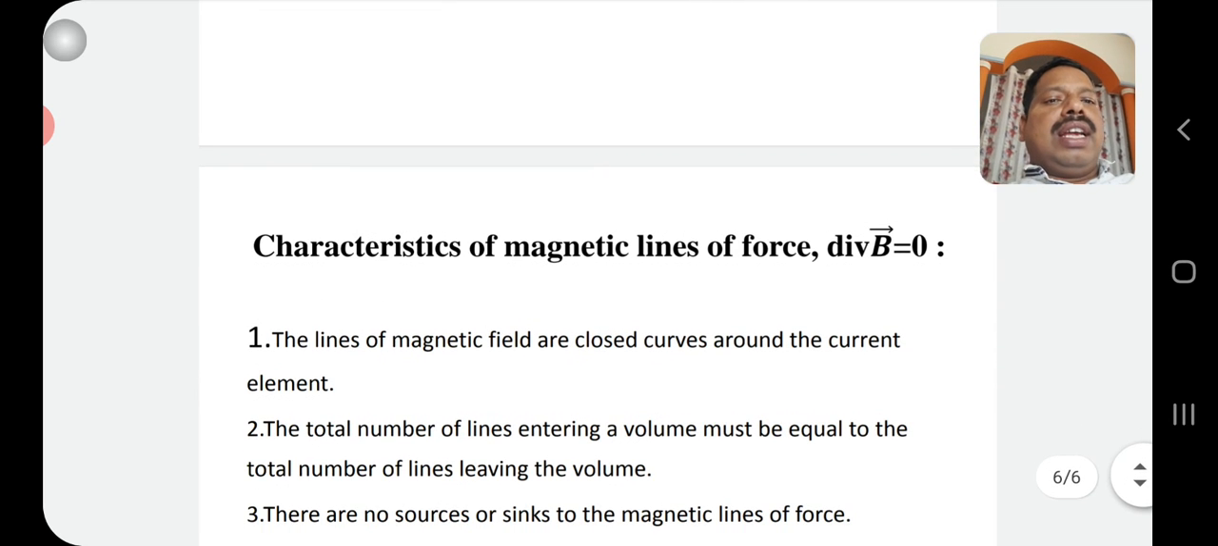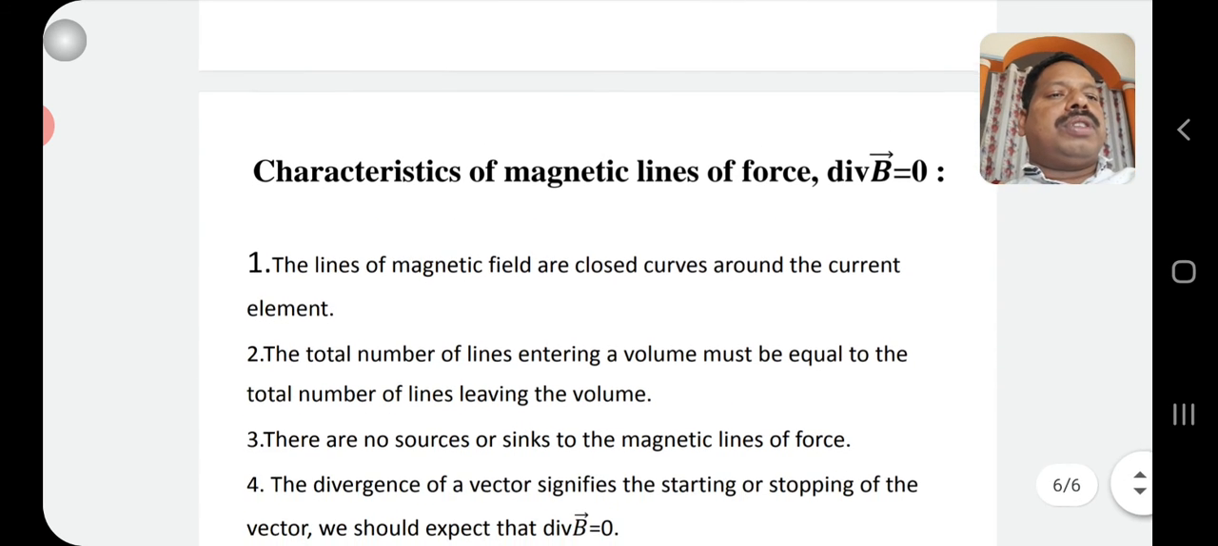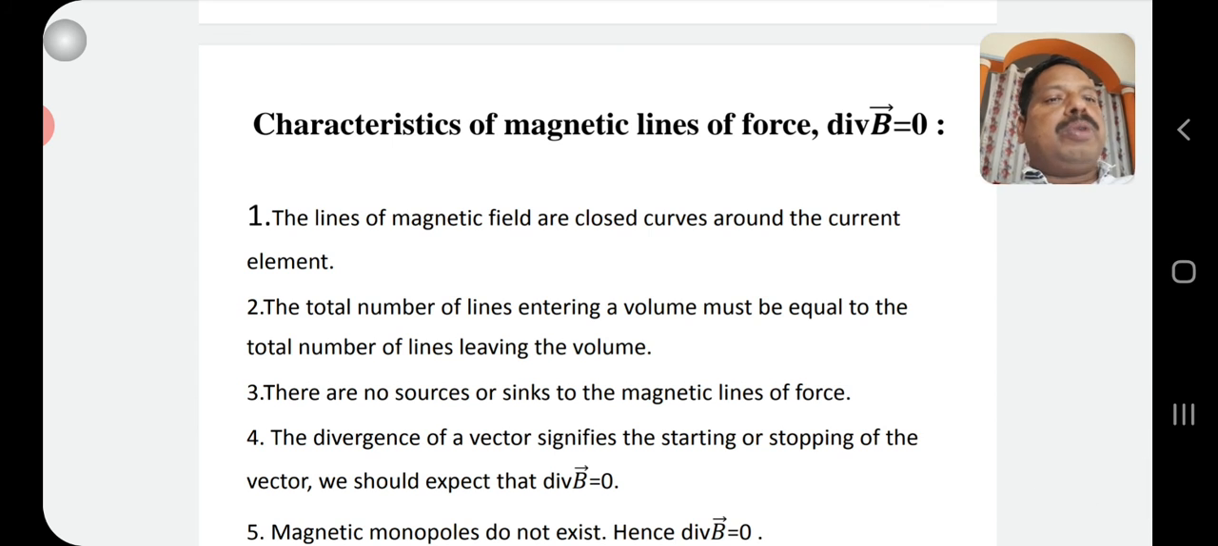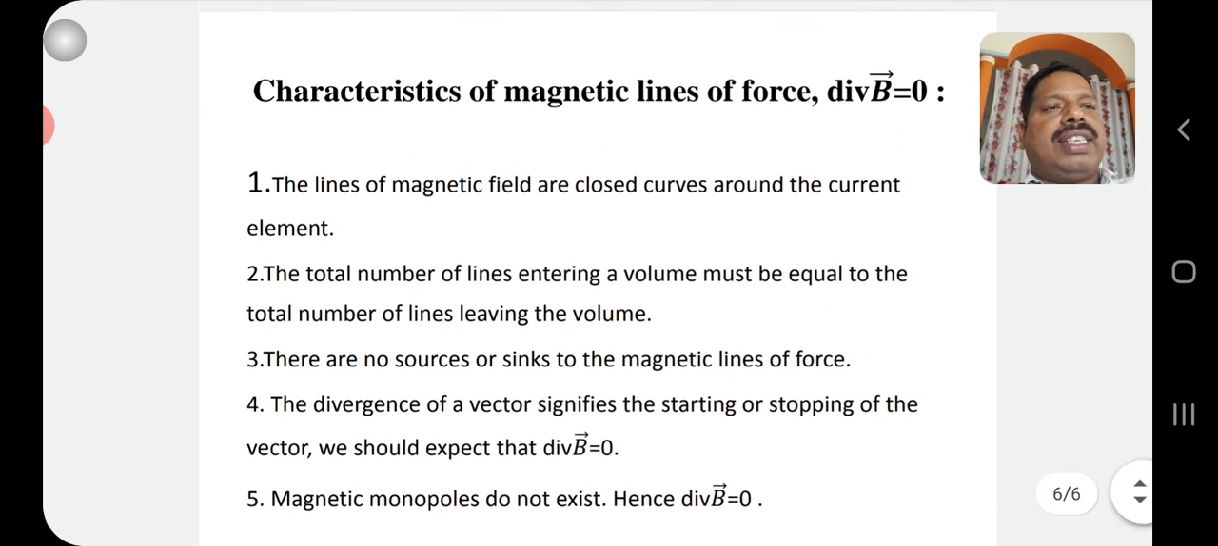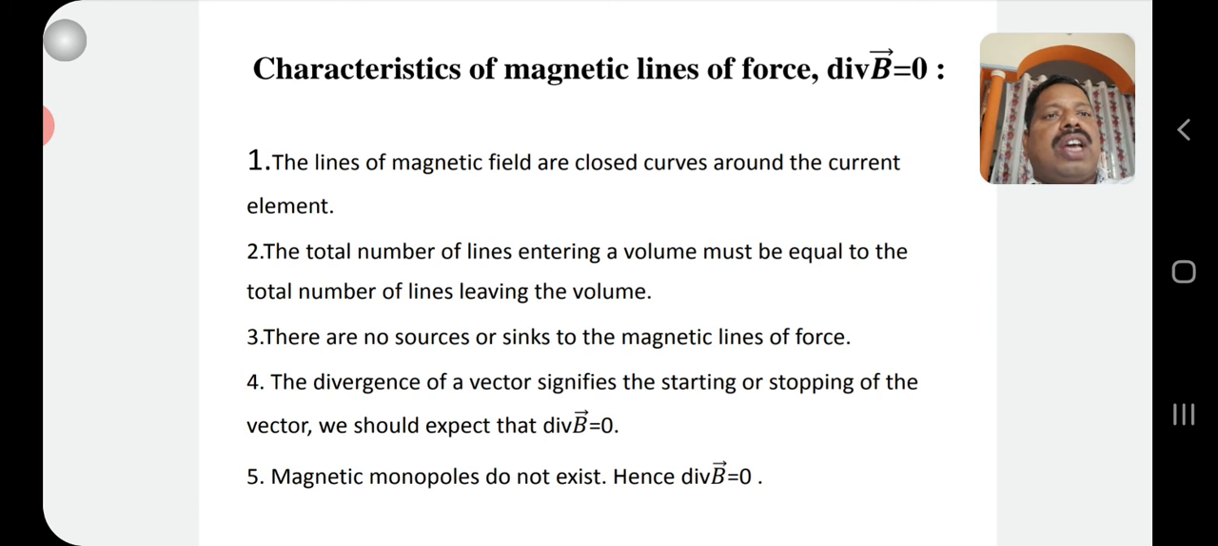Next, the characteristics of magnetic lines of force, or divergence of B is equal to 0. First we have to focus on the characteristics, and later we are going to summarize that divergence of B is equal to 0. The first characteristic is that the lines of magnetic field are closed curves around the current carrying element. These are continuous closed curves. Magnetic monopole does not exist in nature, as we will see after discussing div B equal to 0.